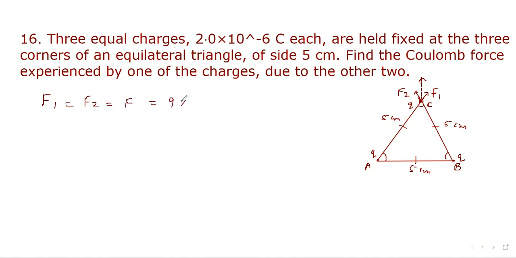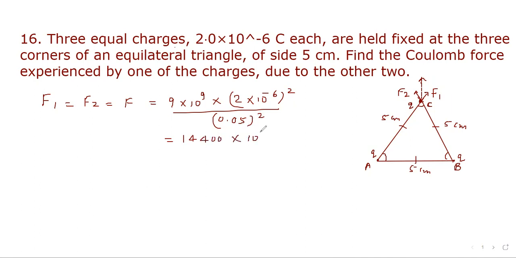So it will be 9 × 10^9 × (2 × 10^-6) whole square divided by separation 0.05 square. So this will come out to be 14400 × 10^-3, or the same will be 14.4 Newton. So we have got F1 and F2, and the angle between them is 60 degrees. So we can find the resultant of the two forces.